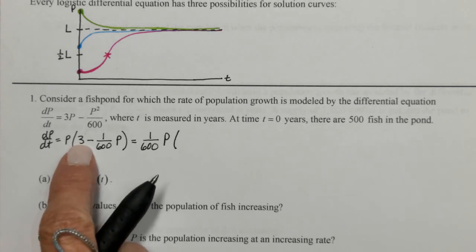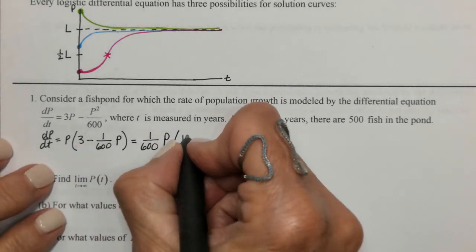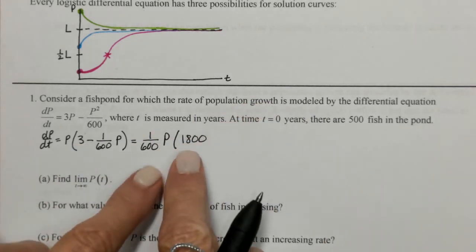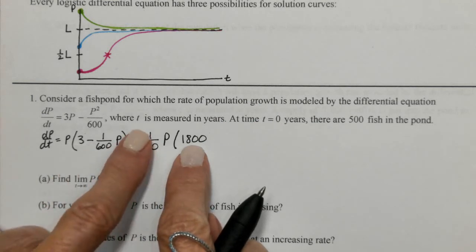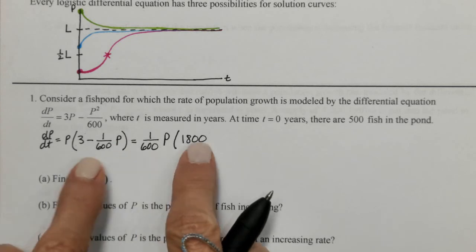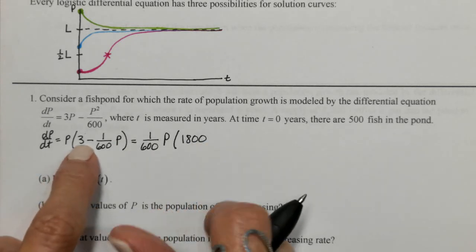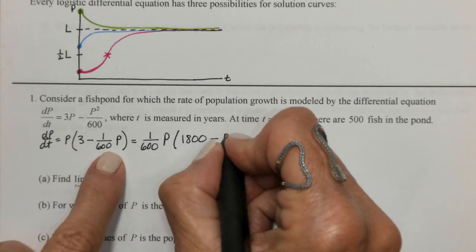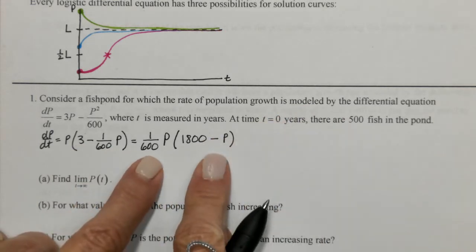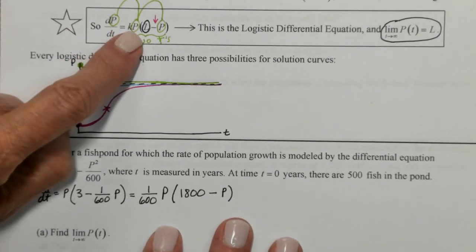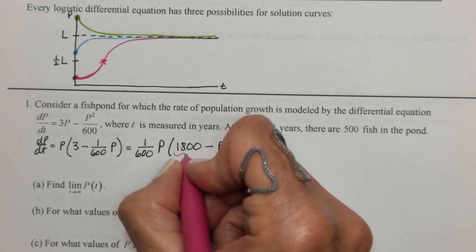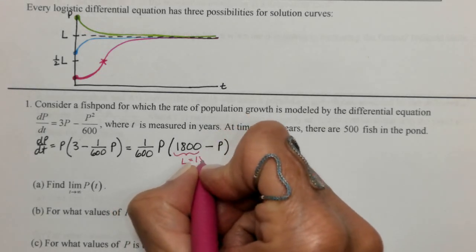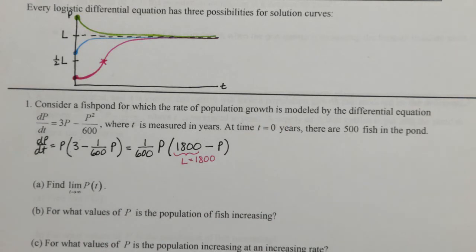And 3 divided by 1 over 600 is 1800. If you multiply this back in, you should get 3, and we do. 1 over 600 times 1800 is indeed 3. Okay? And then over here we'll just have P. And now it's in the form we need it to be in. We need it to be in this form because we want to see what L is. And L here is 1800.